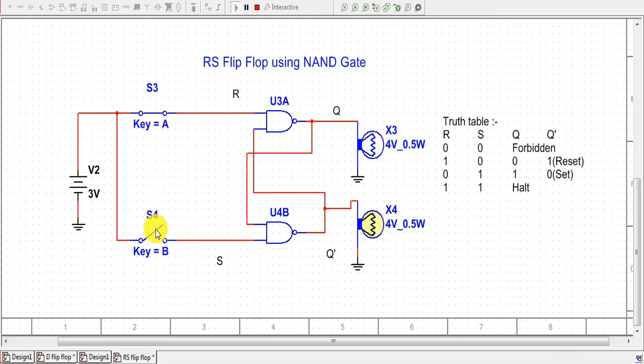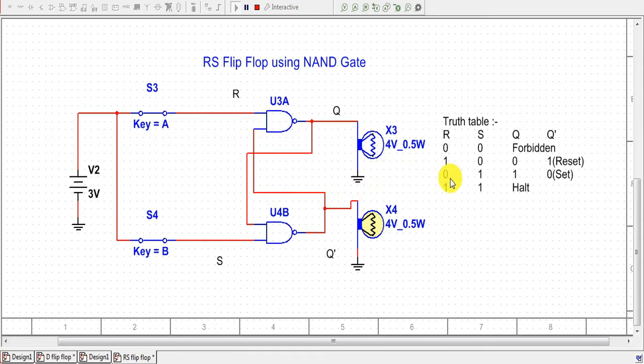Now as soon as we close both the keys, this is the fourth case. In this case also the flip-flop will remain in the same state. That is, this is the intermediate state of the flip-flop as it was earlier. So as it was set in the reset state, it will remain in the reset state.